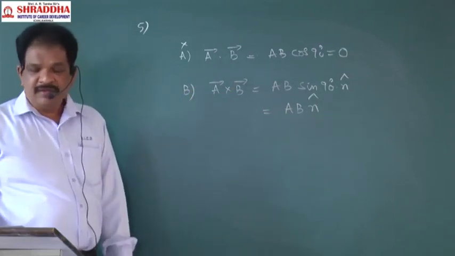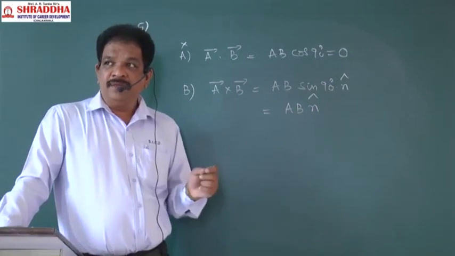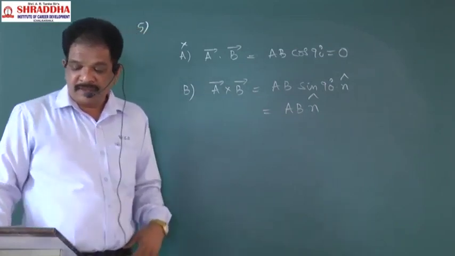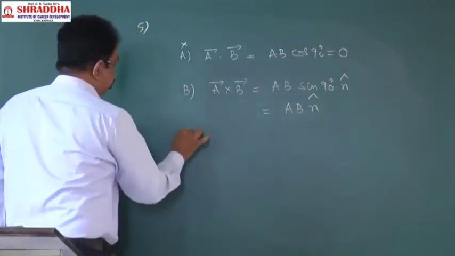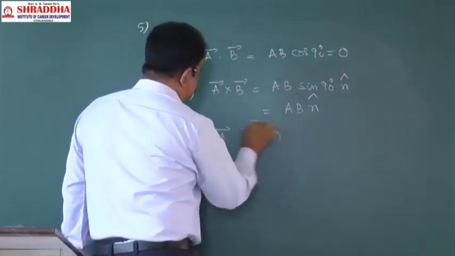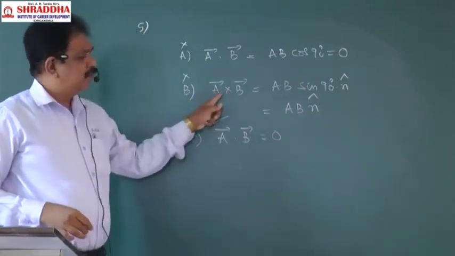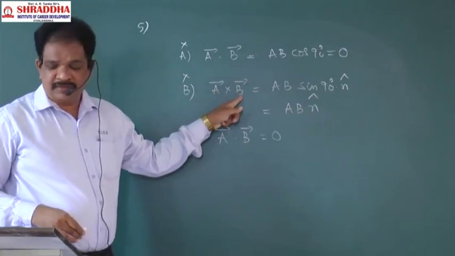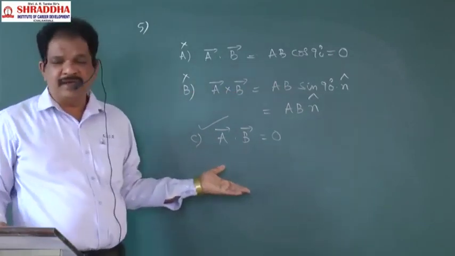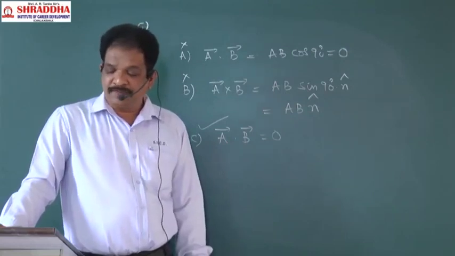That is correct. Fourth option, A bar cross B bar is equal to AB into n cap. That n cap is missing. That's why third option is right for this. Third option, what they give? A bar dot B bar is equal to 0. Correct, this is the wrong statement they gave. What they gave? A bar cross B bar is equal to 0 they gave. Fourth also, A bar cross B bar is not AB. That will be AB into n cap.